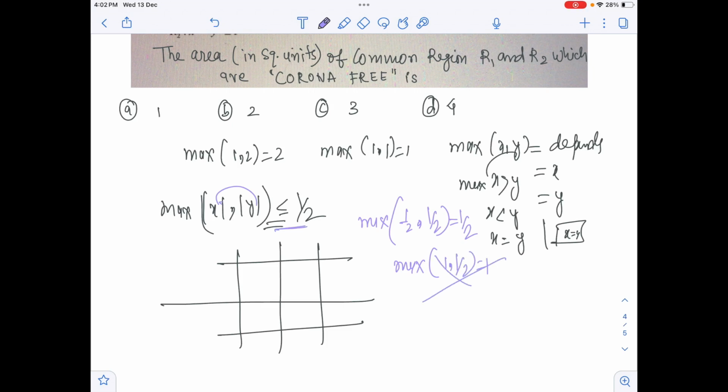It means all the points having x and y coordinates in this region will satisfy this, right? Because if I pick up any point, its x and y coordinates will definitely be less than half. So its maximum, whichever is more, will definitely be less than or equal to half. So this is the region which depicts maximum of mod x, mod y less than equal to half. Maximum equal to half is basically the line of control, so it's the boundary line.